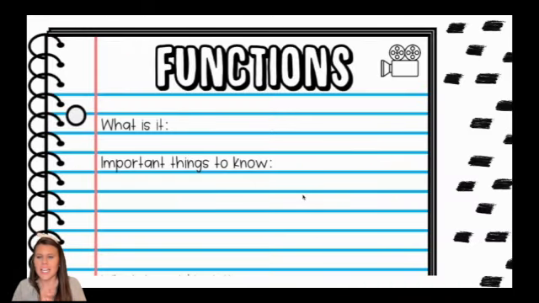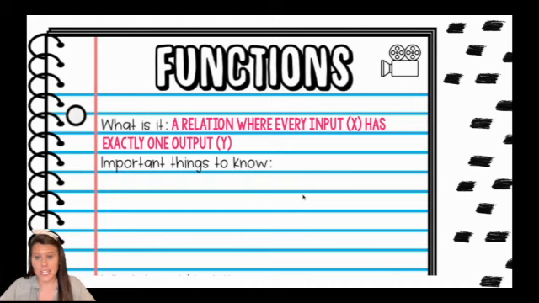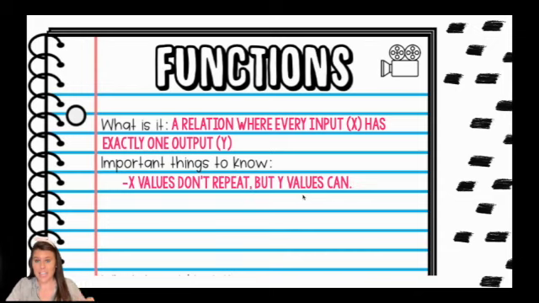Anyway, functions. So we talked about a relation earlier, okay? More specifically, a function is a relation, just a specific one, where every input, your x value, has exactly one output, which is your y value, okay? So important things. X values cannot repeat for it to be a function. Y values can repeat all day long, okay? But your x values cannot repeat.